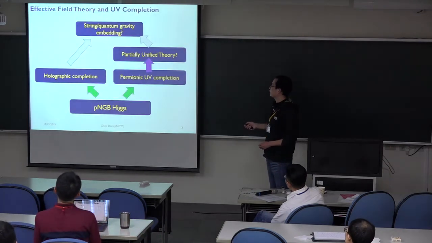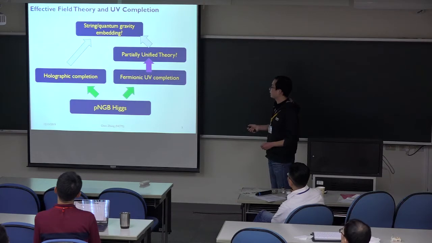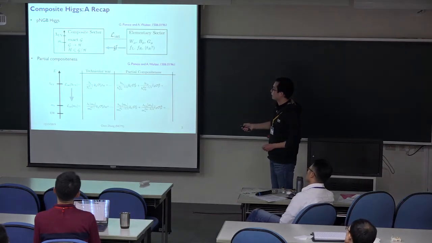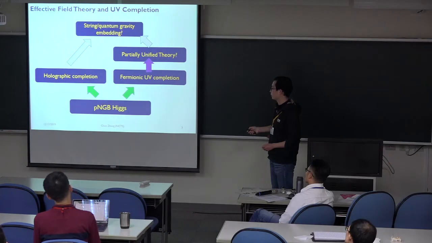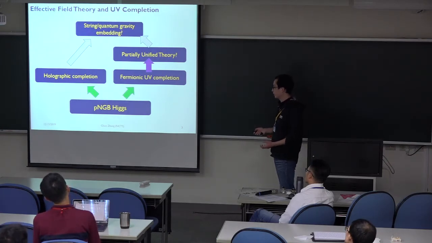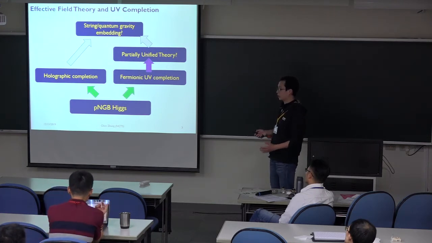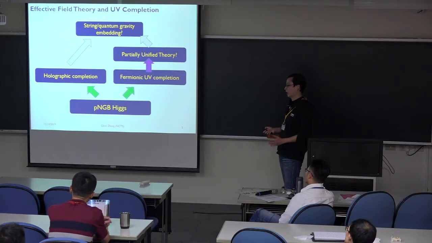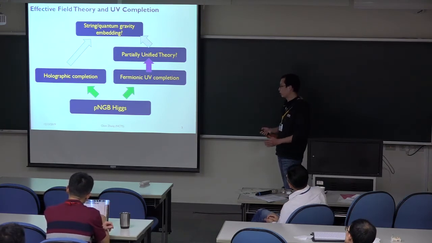I will talk a little bit about the effective field theory and UV completion, because there are a lot of studies in the literature which combine the idea of PNGB Higgs and partial compositeness in a low-energy effective field theory framework constructed by techniques like CCWZ. However, this construction is only valid up to some low cutoff scale, typically 10 TeV, beyond which you will need a UV completion.